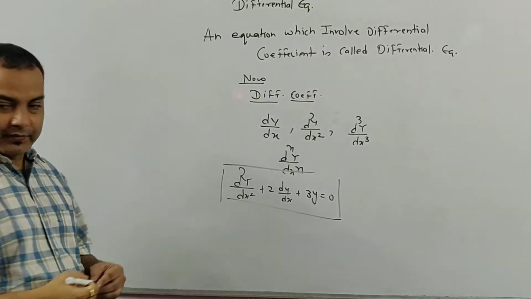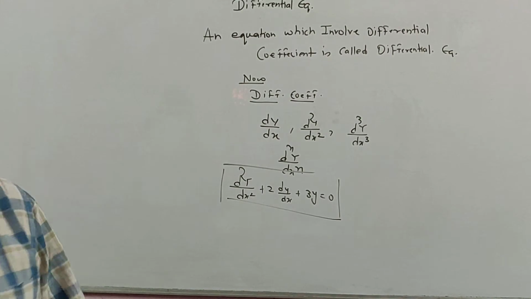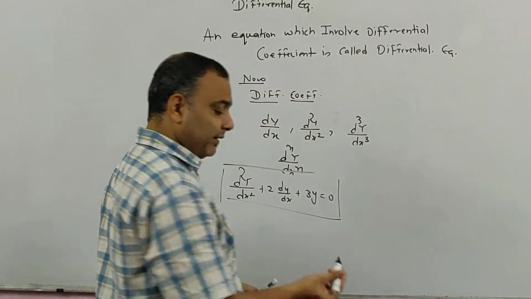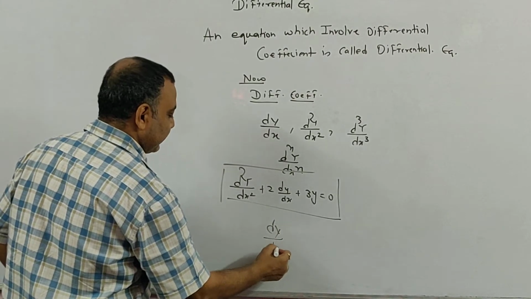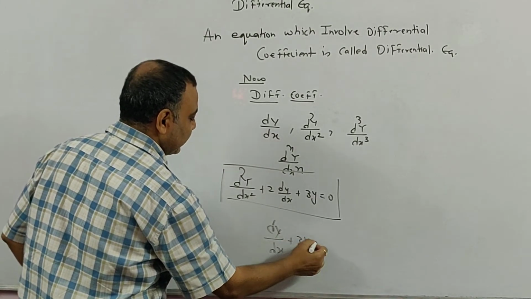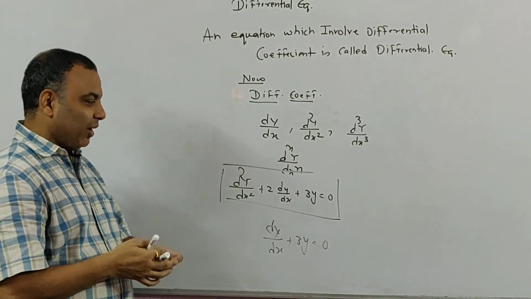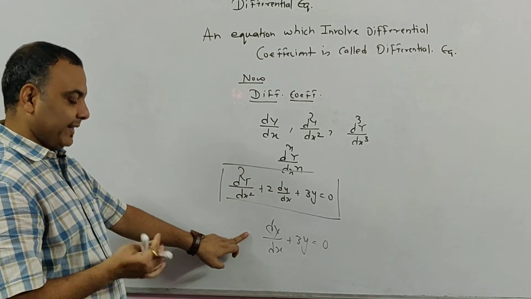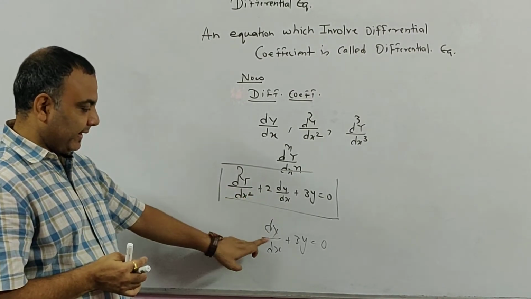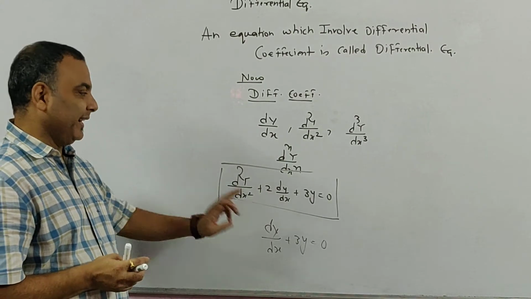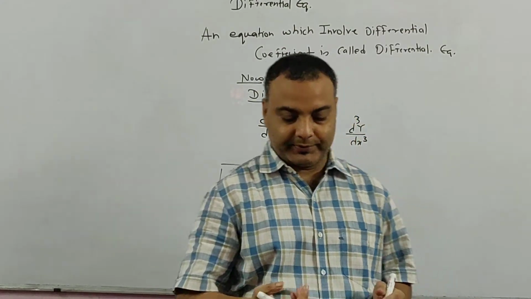So this is one of the differential equations. Another one you can write is dy over dx plus 3y is equal to 0. This is another differential equation. In these two equations, you can easily find a differential coefficient over here, and again here. It means these equations are treated as differential equations.